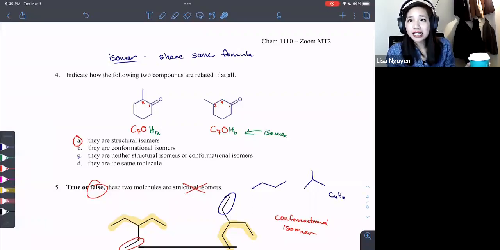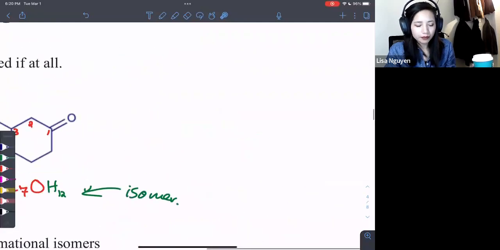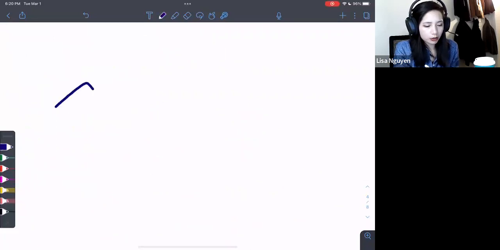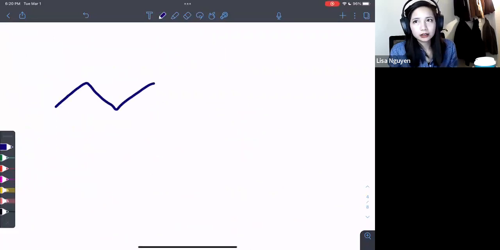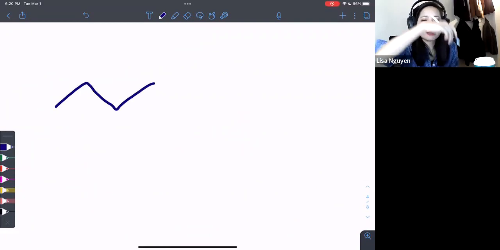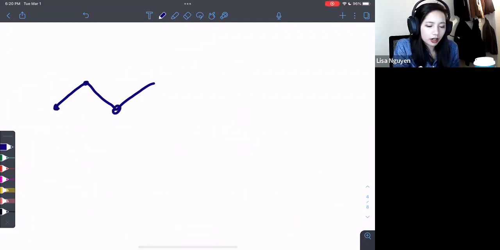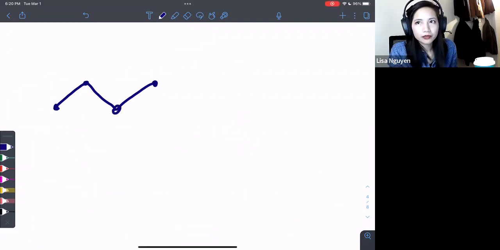Can I give an example of a conformational isomer? Yeah. Okay. So for example, a conformational isomer, like that. Can we name that? That's 1, 2, 3, 4 carbons. It's butane. But I decided to make it zigzag like that, right? Where we have a carbon there, 4 carbons in a row.